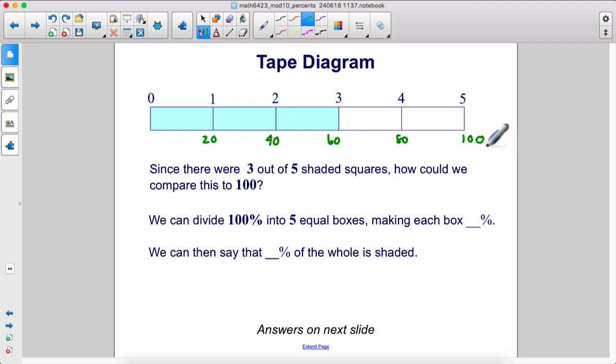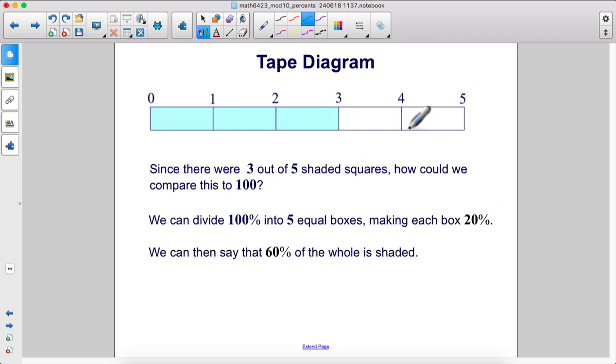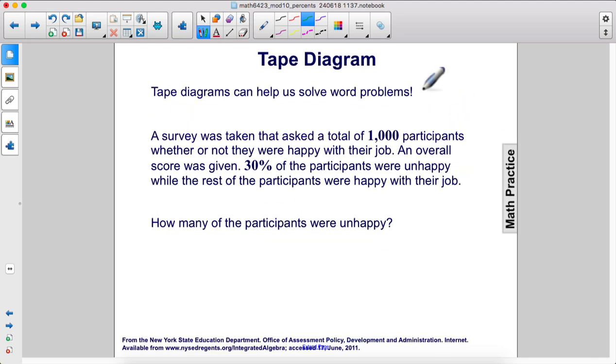See that? So we can divide 100% into 5 equal boxes, making each box 20%. And then we can say that 20, 40, 60% of this whole is shaded. Once again, if you have the tape in 5 equal parts, each part would be 20%. And therefore, these 3 shaded boxes represent 60% of the whole. Tape diagrams can help us solve word problems.